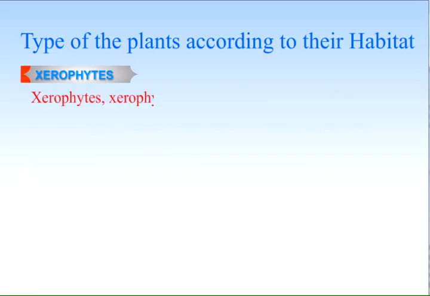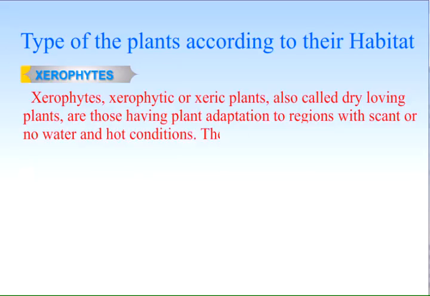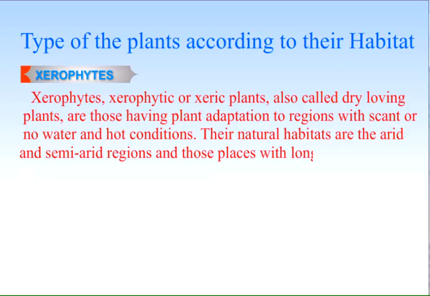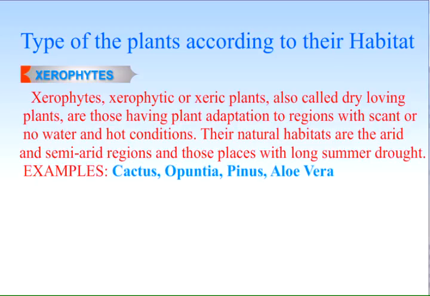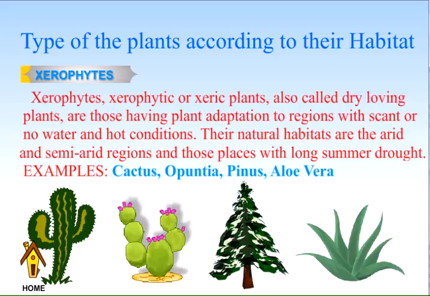Xerophytes. Xerophytes, xerophytic or xeric plants, also called dry-loving plants, are those having plant adaptation to regions with scant or no water and hot conditions. Their natural habitats are the arid and semi-arid regions and those places with long summer drought. Examples: cactus, opuntia, pinus, aloe vera, etc.